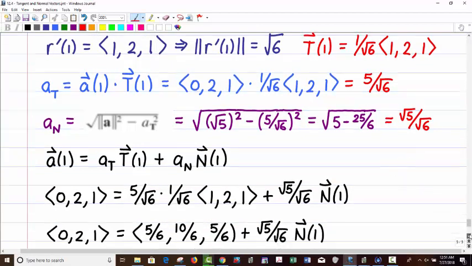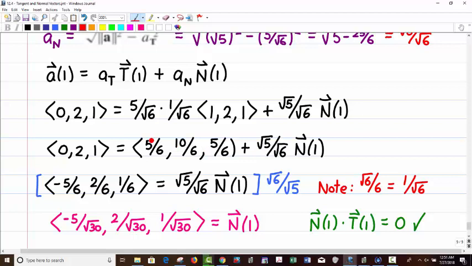So just like the last problem, we're going to plug everything in and algebraically solve for n. So we have 0, 2, 1, which is a of 1. A sub T is 5 over root 6. T of 1 is 1 over root 6 times 1, 2, 1, right there. Plus a sub N that we just found, square root of 5 over square root of 6, and n of 1. So I'm combining these components together. I get 5 over 6 times 1, 2, 1, which will give me 5 over 6, 10 over 6, 5 over 6.